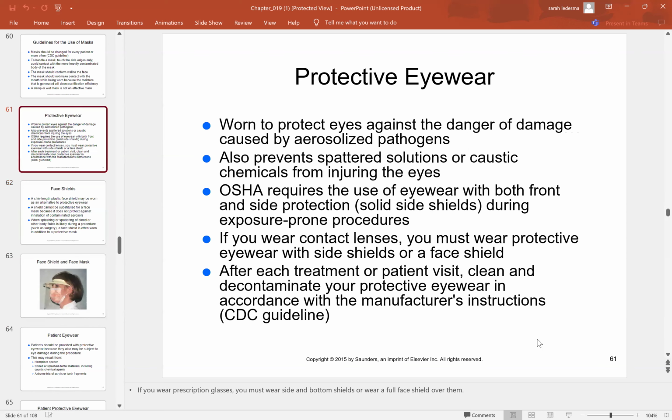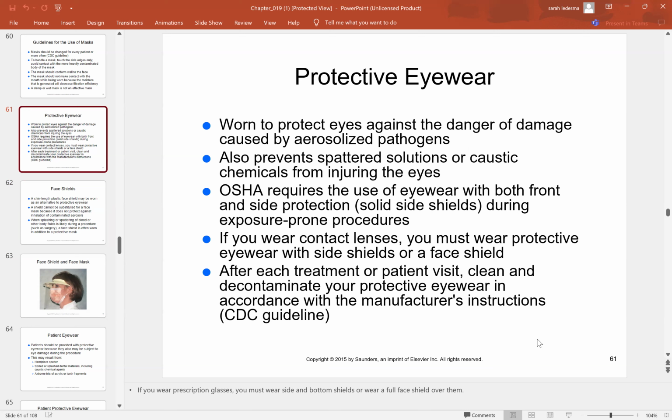Protective eyewear is worn to protect the eyes against the danger of damage caused by aerosol pathogens. This also prevents splattered solutions or chemicals from injuring the eyes. OSHA requires the use of eyewear with both front and side protection. If you wear contact lenses, you must wear protective eyewear with side shields.